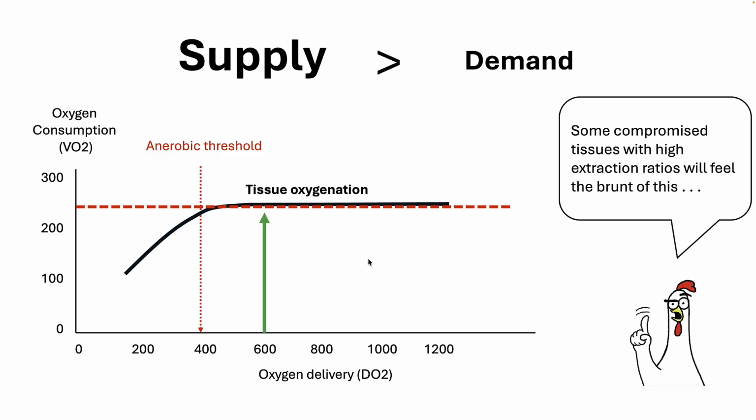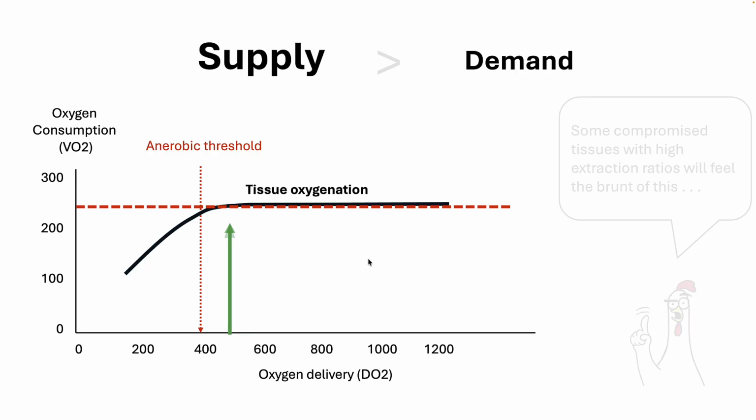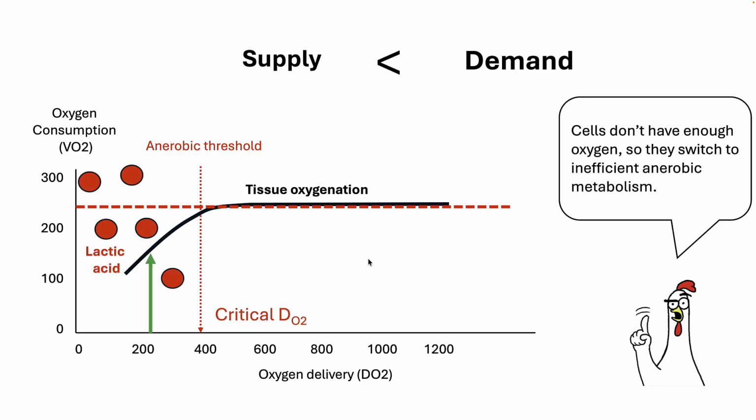So as your supply decreases, most of the tissues will do well, but some of the tissues with high extraction ratio will start feeling the brunt of this, and your patient might be making some degree of lactic acid. Normally the liver would be there to consume most of the lactate so that your lab values look okay, but understand that your tissues are under stress. If your supply falls less than demand, you turn into anaerobic metabolism, which is highly inefficient. Your patient starts making lactic acid, which you can start seeing in the blood.